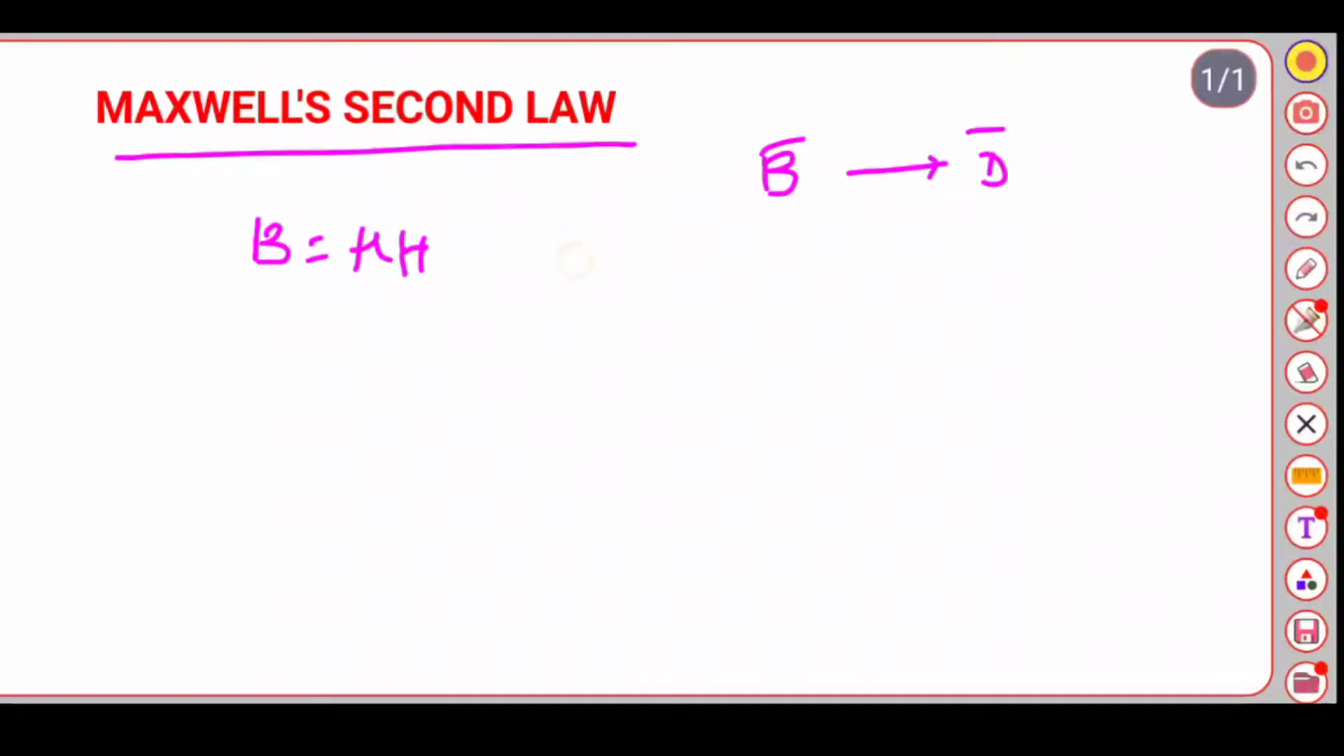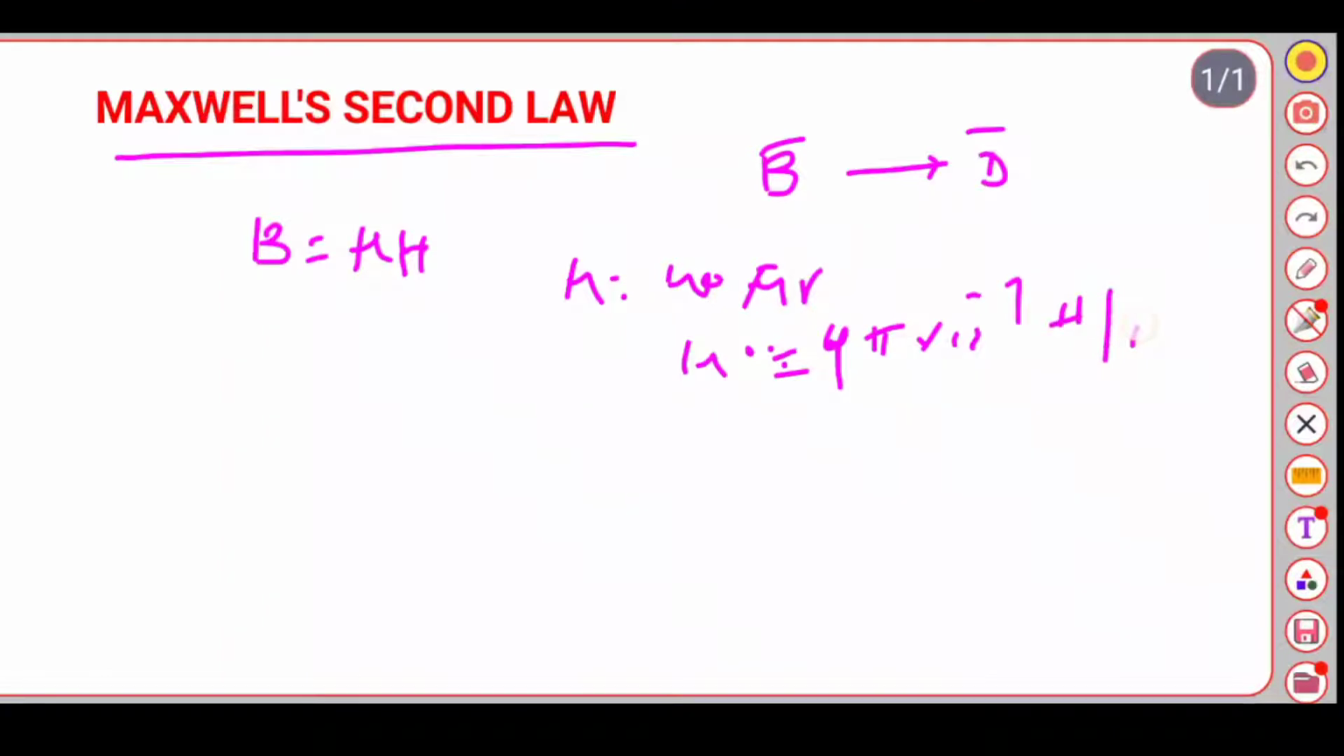where mu equal to mu naught mu r, where mu naught is absolute permeability, equal to 4 pi into 10 power minus 7 henries per meter. For free space, what is mu r? Mu r equal to 1. So B equal to mu naught H for free space.